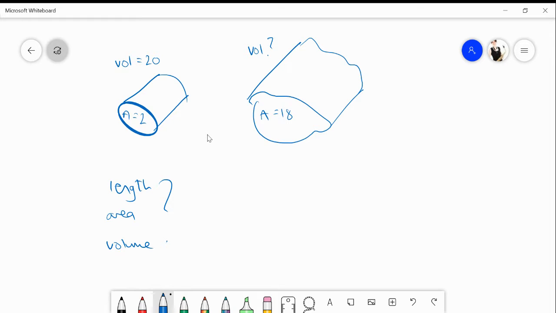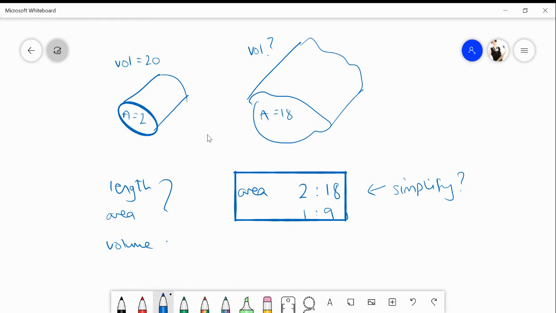What we have here is an area ratio. So area is in the ratio 2 to 18. I don't really like the ratio 2 to 18, so I'm going to simplify that ratio before I do anything about changing the dimension. Anything that's in the form 2 to 18 can be simplified as 1 to 9. These are both area ratios. Now I'm going to change the dimension in which I'm working.